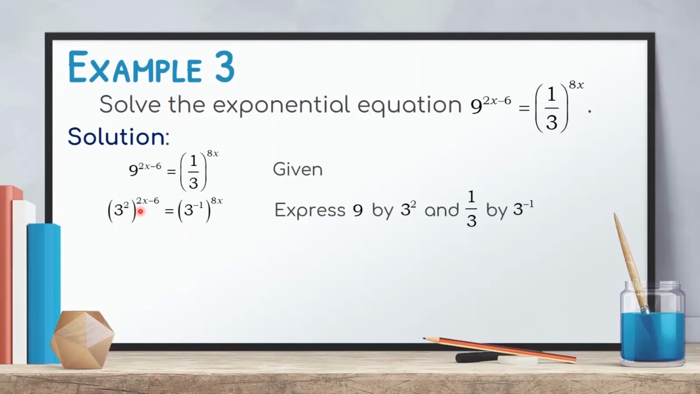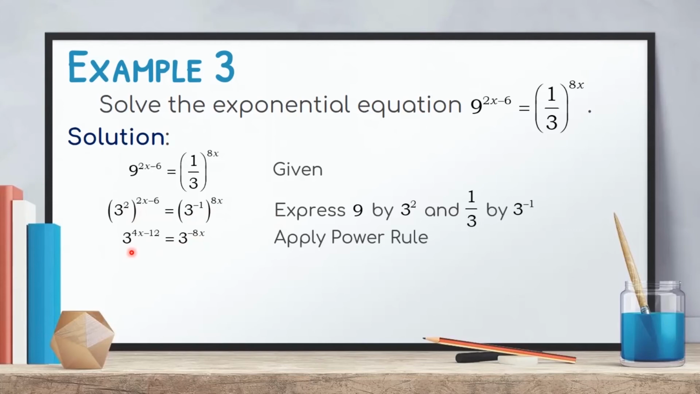Remember that the power rule states that if a power is raised by another power, then we need to multiply the two exponents. So here, we need to multiply 2 times 2x minus 6, and here, we need to multiply -1 times 8x. Therefore, we will have 3 raised to 4x minus 12 equals 3 raised to -8x.